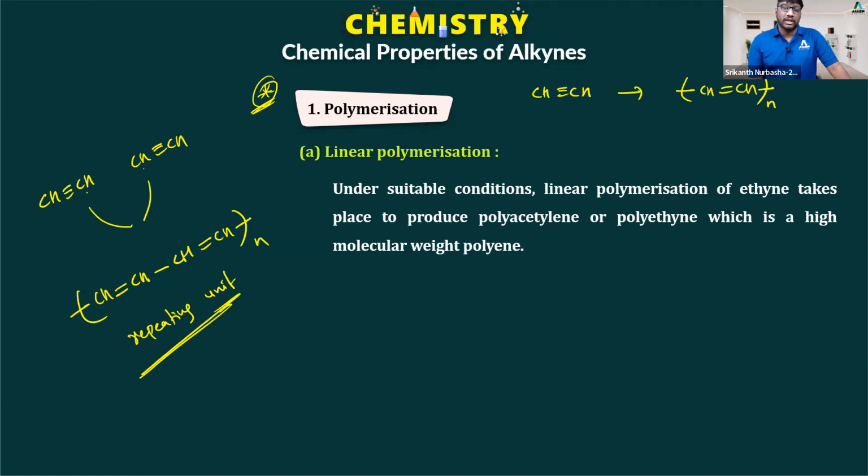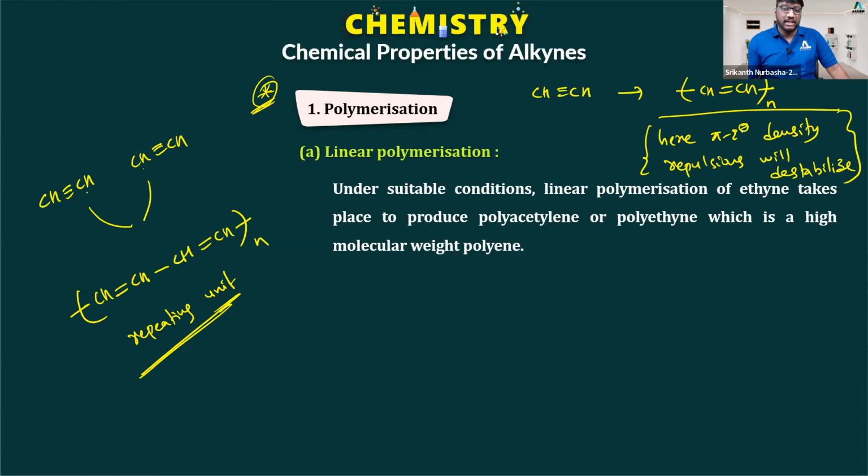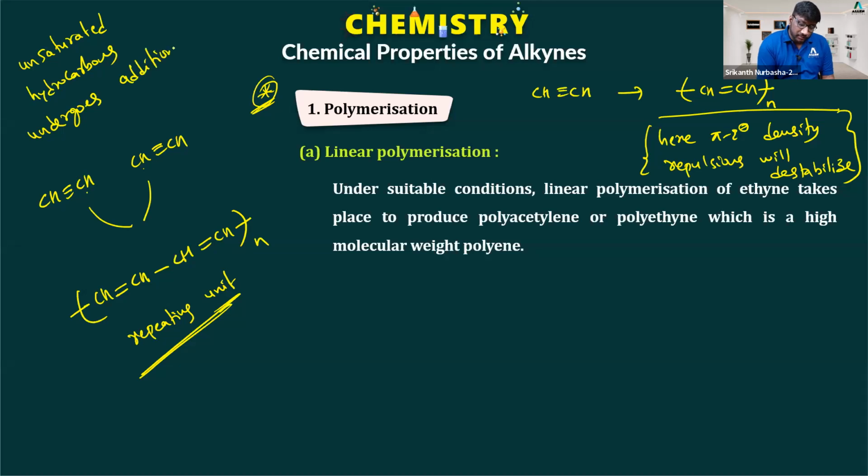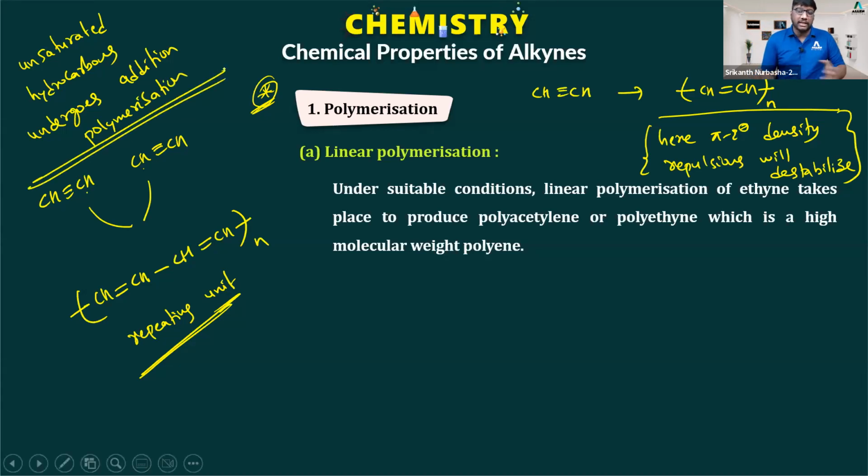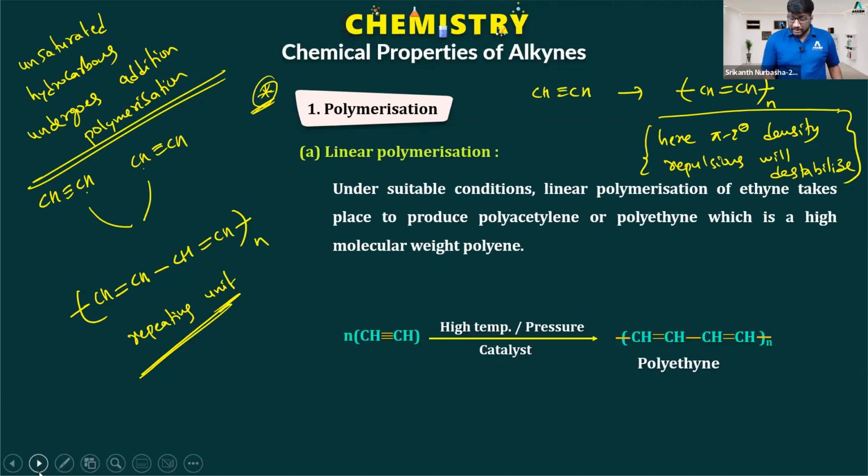If this is repeated, the electronic repulsions would be high. Here, pi electron density repulsions will destabilize. That's why CH double bond CH cannot be repeated n times. That is not formed. So generally unsaturated hydrocarbons undergo addition polymerization. Addition polymerization means the molecules are just added. There is no loss of some simple molecules. So that is how you are getting polyethylene.